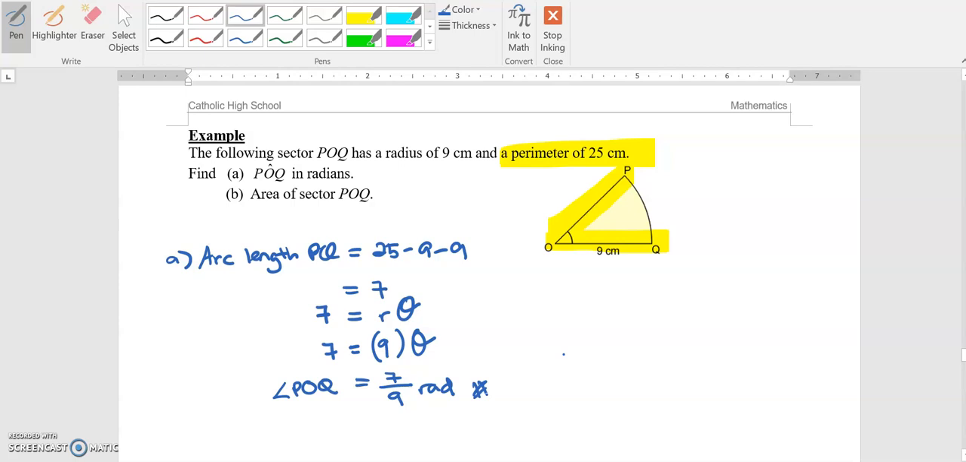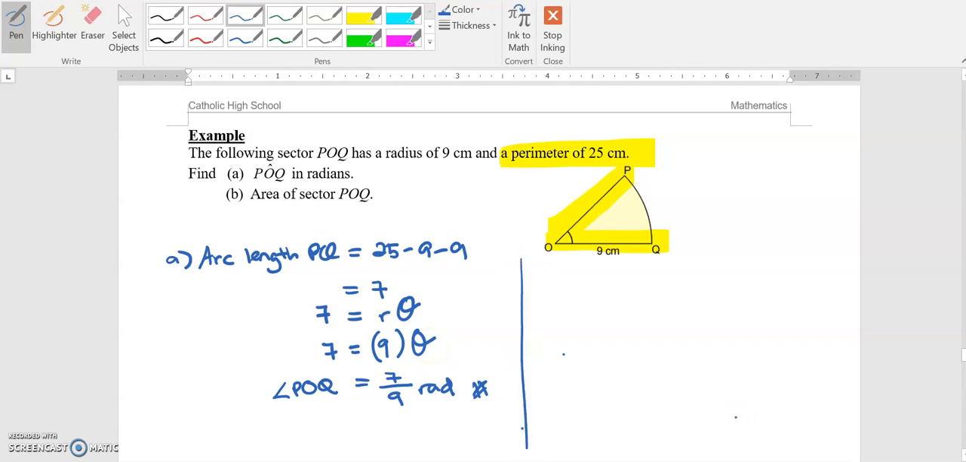You're given the perimeter. You can find the arc length by taking away both radius here. Then from there, you know that the arc length is 7. The arc length is also represented by the formula r theta in radian mode. So therefore, I put in my radius, which is 9. And then when I do my multiplication, I will see that the angle in the center, angle POQ, is as good as 7 over 9 radian.